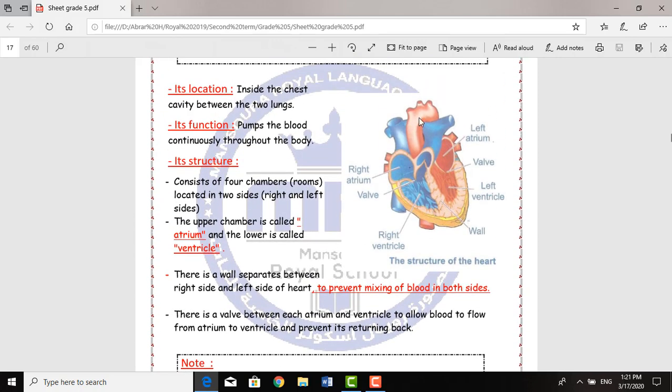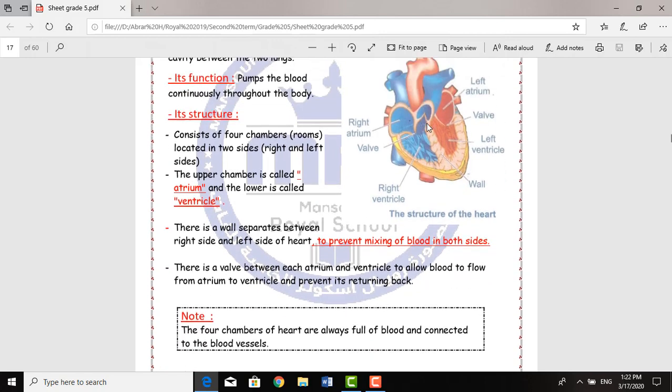Now we will talk about the blood vessels. I have blood vessels that carry blood to the heart, from all the body parts to the heart, and I have blood vessels that carry blood from the heart to all the body cells. So I have two ways, from the body cells to the heart, and from the heart to all the body cells.